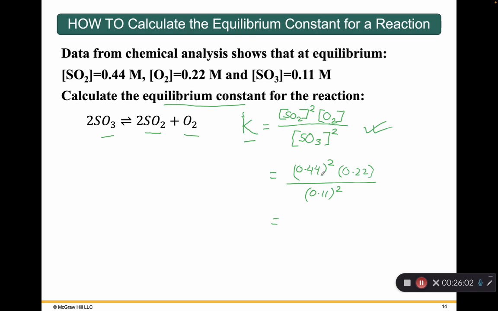So 0.44 squared gives you 0.1936, times 0.22 gives you 0.042592. Divide that by 0.11 squared. That will give you 3.52. So let me write. Did I miss my pen? Okay, now let me write 3.52, which is the value when I put these numbers in the calculator.